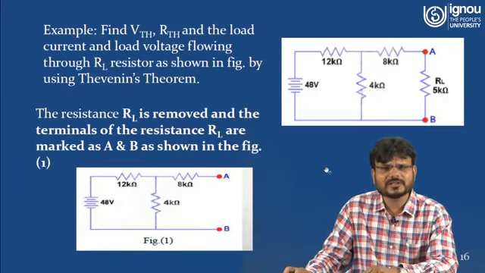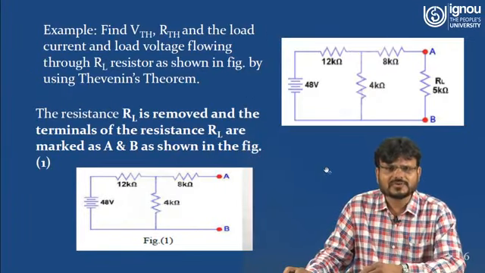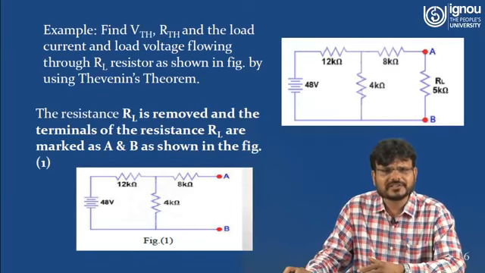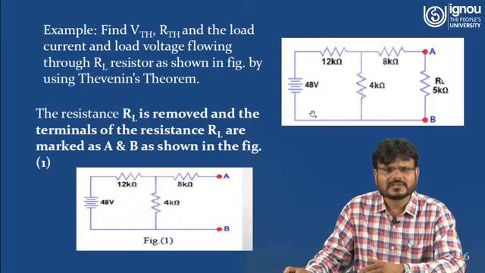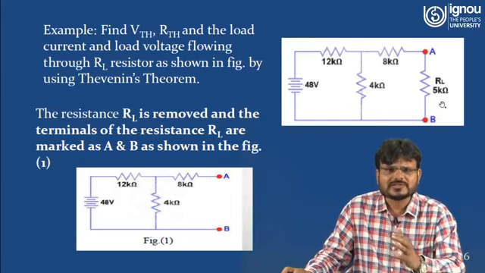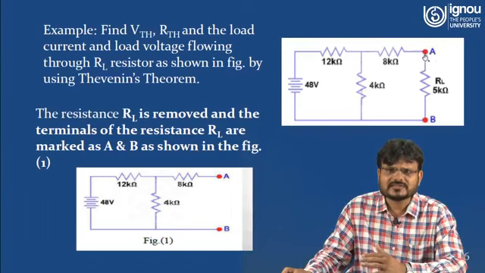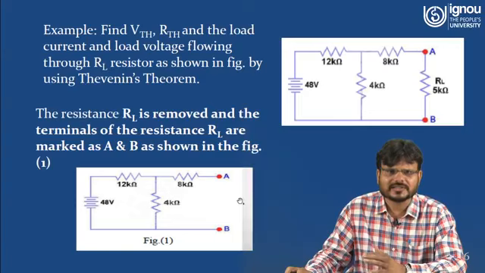Now with the help of one example, you can calculate the VTH and RTH. Suppose this is a circuit having a 48 volt source, and you have to find the current or voltage across this load resistance of 5 kilo ohm. So what is the first step? The first step is to remove this branch resistance, or load resistance, so that means you make it open circuit. So this circuit can be replaced by this circuit, right?